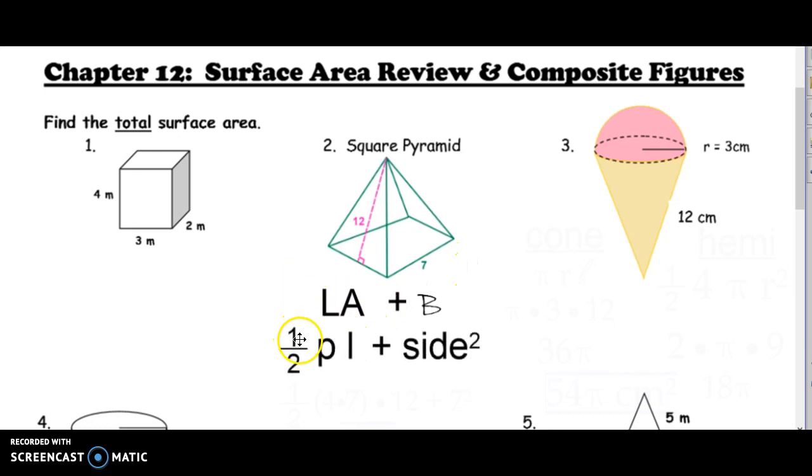The lateral area formula is this, and the bottom is a square, so its area is side squared. I want you to try to figure out what numbers go where in there, which means you're going to pause the video, plug in the numbers, and see if you agree with what I say when you start the video again. All right, so go ahead and pause this.